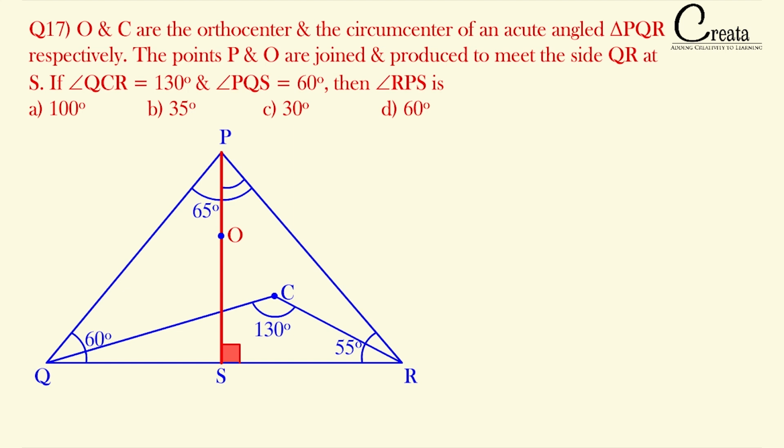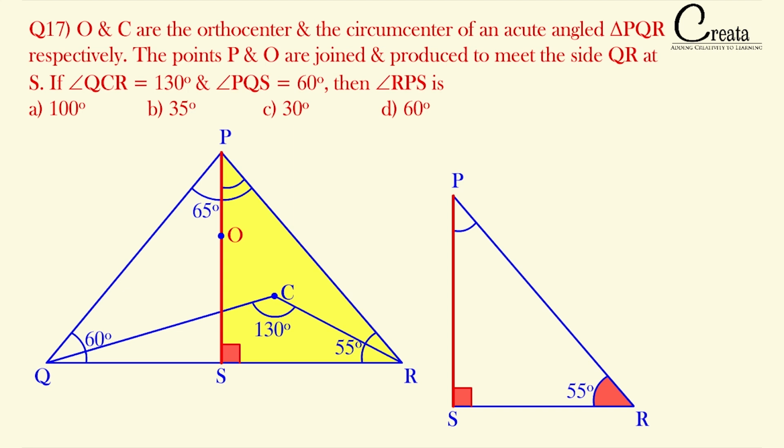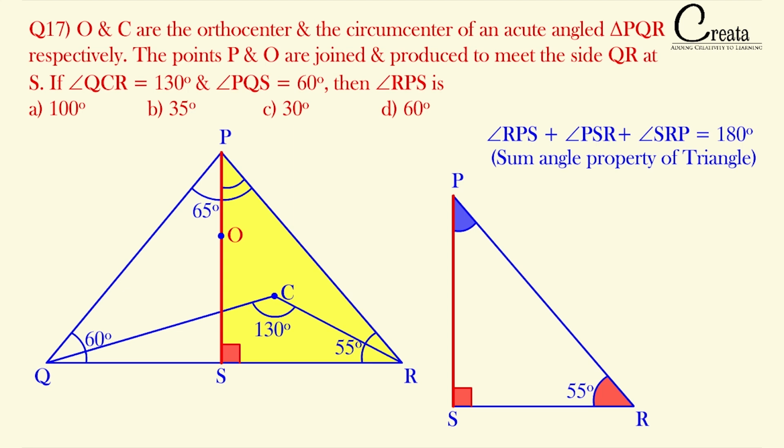If we observe the triangle PSR, that is this triangle, two angles of this triangle we know and the third angle is missing. If we apply the angle sum property of the triangle, that the sum of three angles of a triangle is 180 degrees, on putting the value and solving, we got our missing angle as 35 degrees. That is the answer to the question. Got it?